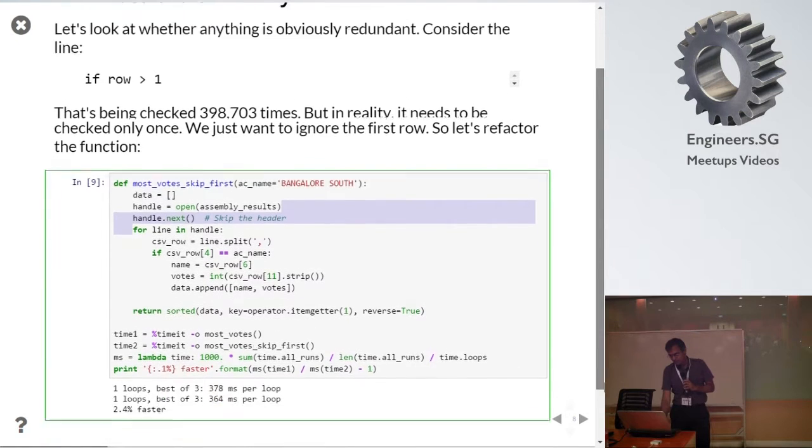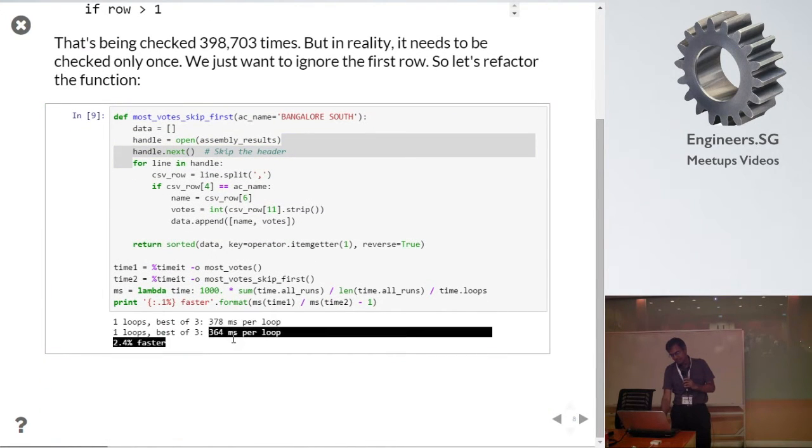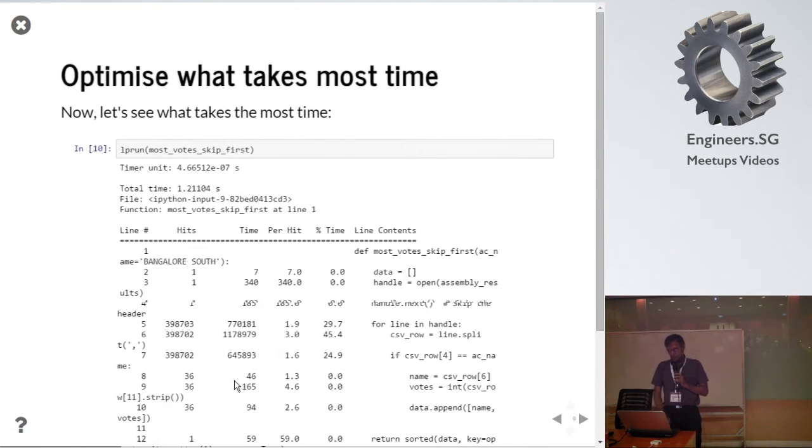Now, if you time this, turns out that the earlier one took 378 milliseconds. This takes 364 milliseconds. So that's about 2.5% faster. Not much, but that's 2.5% of free money. So you just take it. It doesn't cost much.